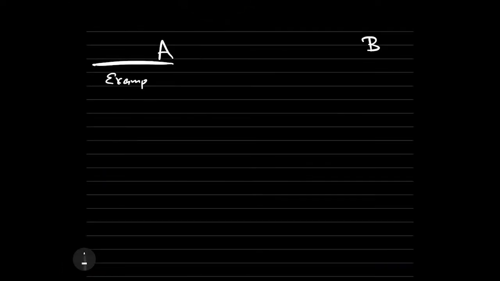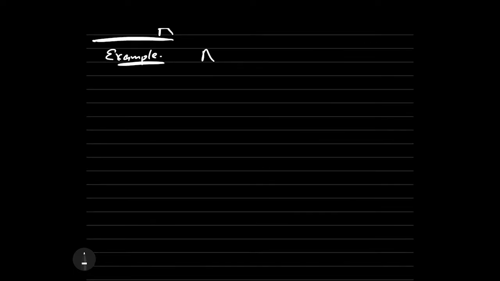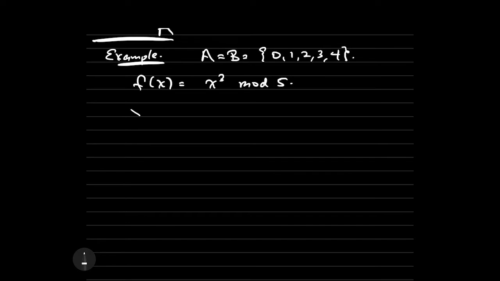Here's another example of a function, this time on a finite set. Let A and B both be the set 0, 1, 2, 3, 4, and let us define f of x to be x cubed mod 5. Now we can compute these just by plugging in.